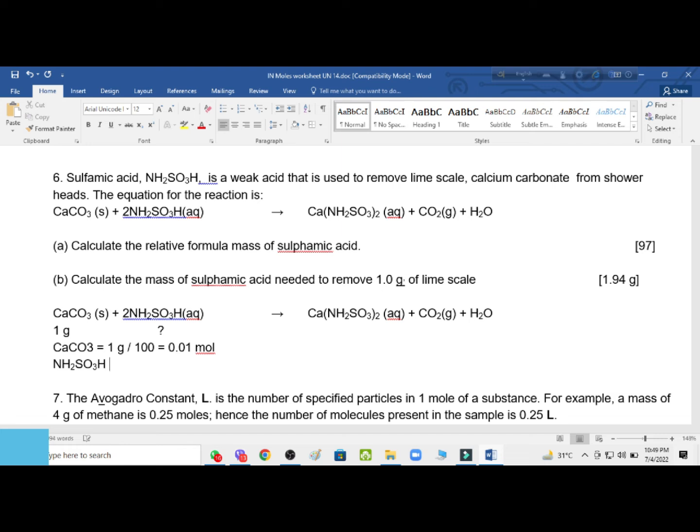You need mole to calculate mass. Then next is this. As per the ratio given in the equation, it's 1:2, right? So what's the 2? It means double of 0.01. This into 2 because it's double. So this is mole. Okay, and multiply with this molar mass. This is 97. What would you get? 0.01 into 2 into 97. This gives 1.94 gram. So this is the answer.